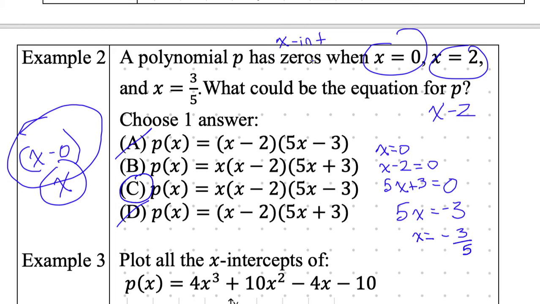Again, if I set every single one of these linear factors equal to 0, I would get the x-intercepts 0, 2, and 3/5. Ask me questions before we move on to example 3. Now is the time. Example 3 is going to be where it really, really heats up.